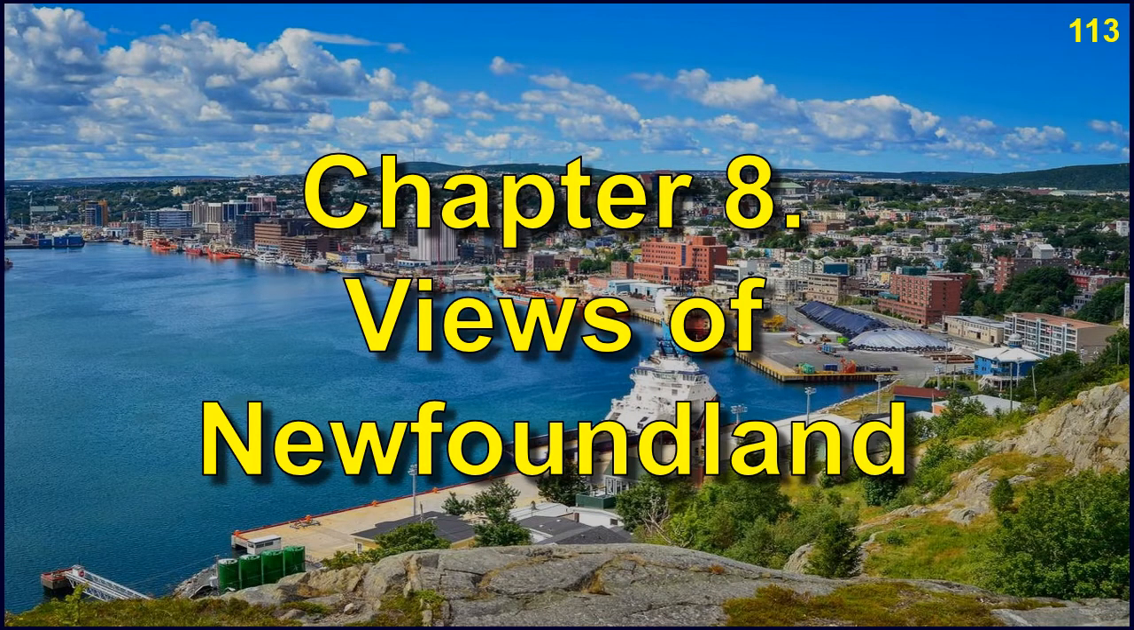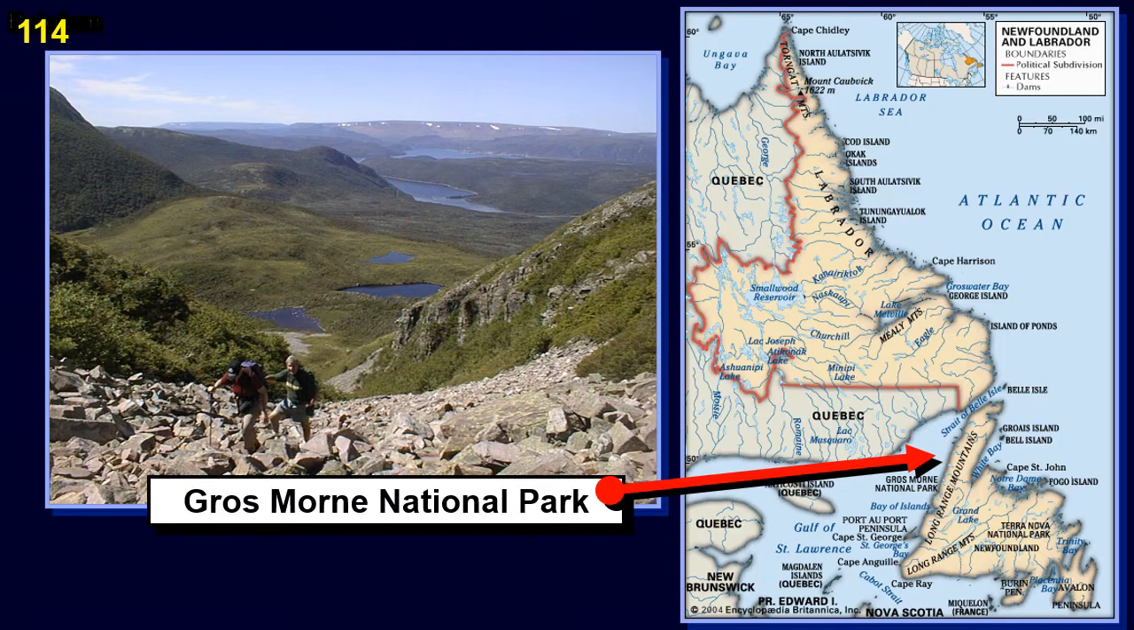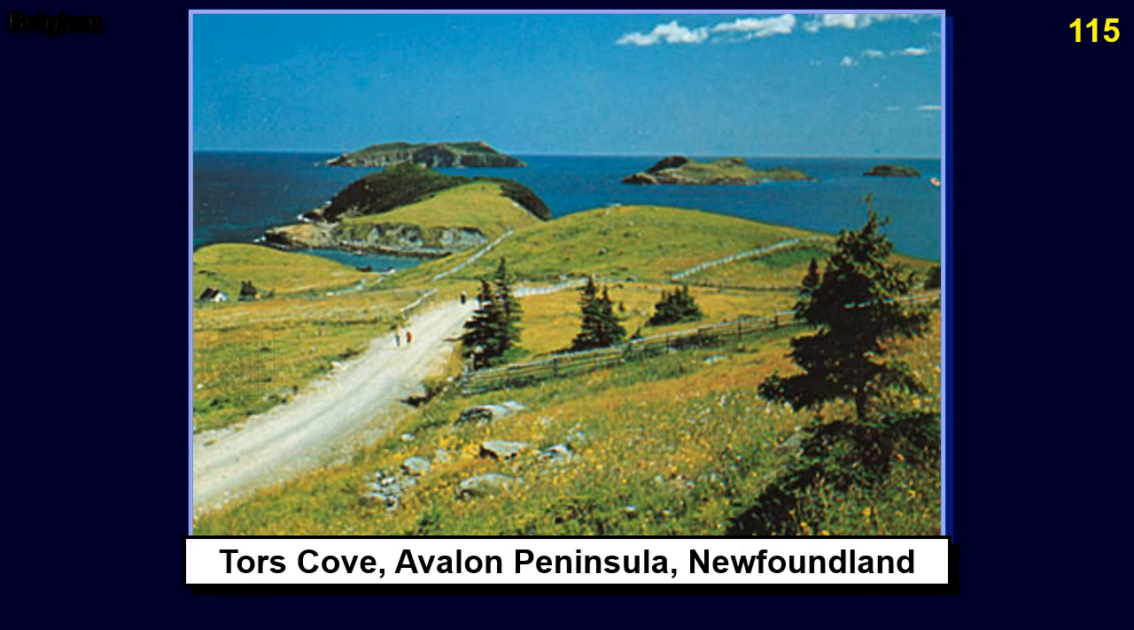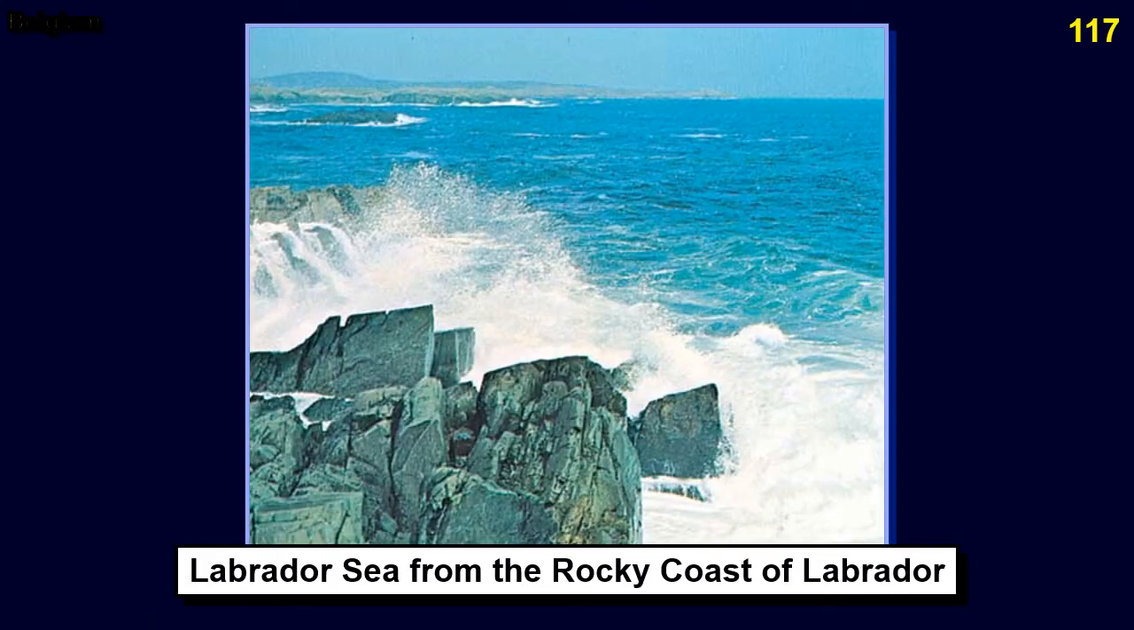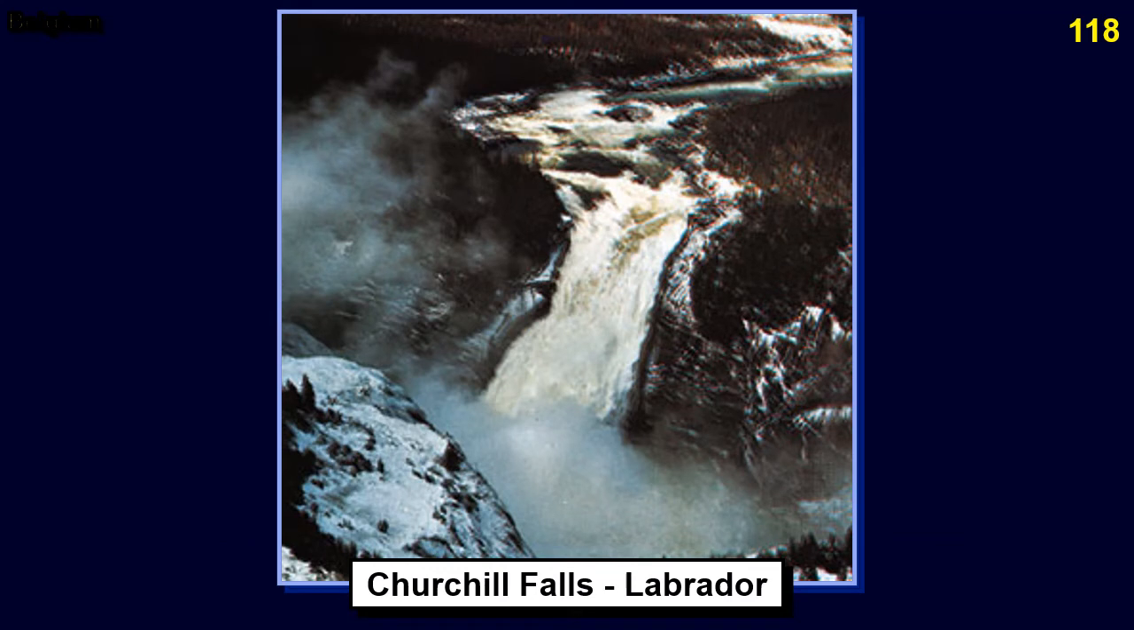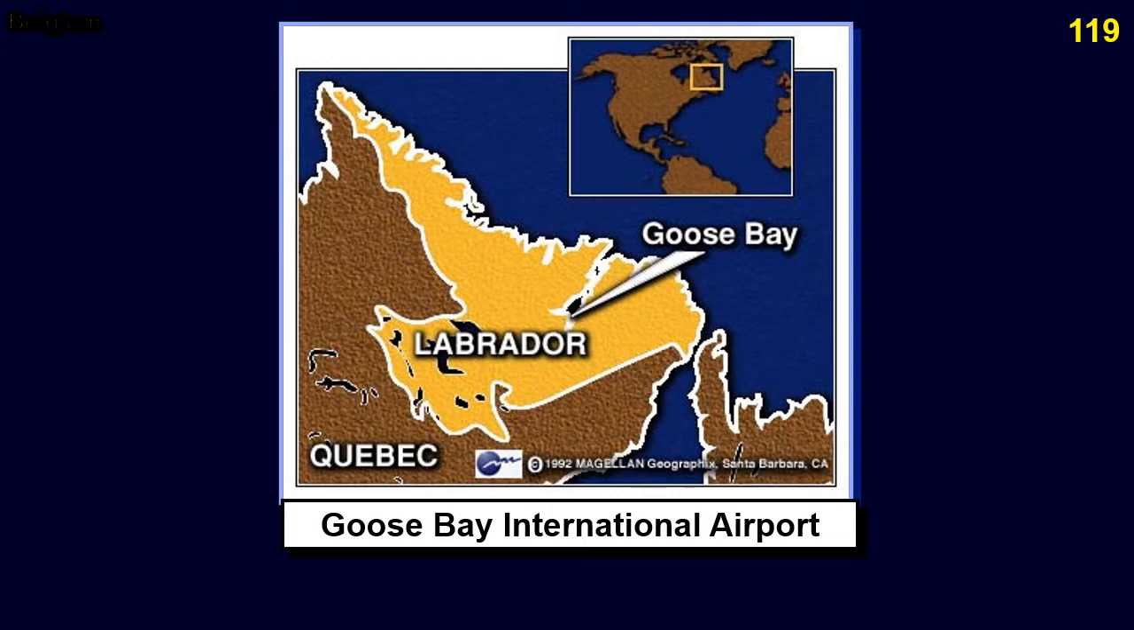Chapter 8. Views of Newfoundland. This is Gros Morne National Park on the western coast of Newfoundland. This is Tor's Cove on the Avalon Peninsula in Newfoundland. This is the Nachvak Fjord in the Torngat Mountains of Labrador. This is the Labrador Sea, as seen from the rocky coast of Labrador. This is Churchill Falls in Labrador. This shows the location of the Goose Bay International Airport.